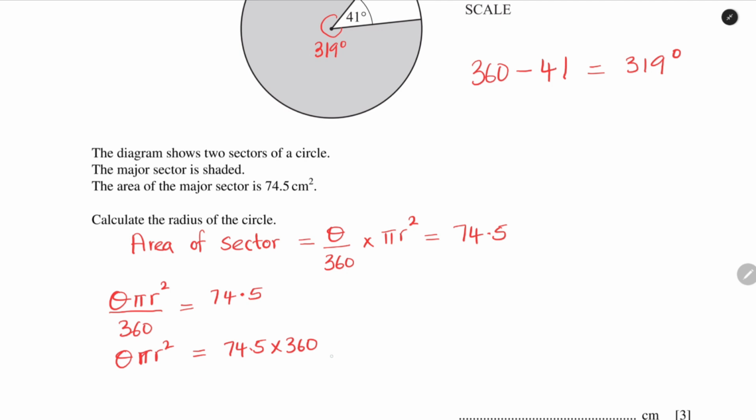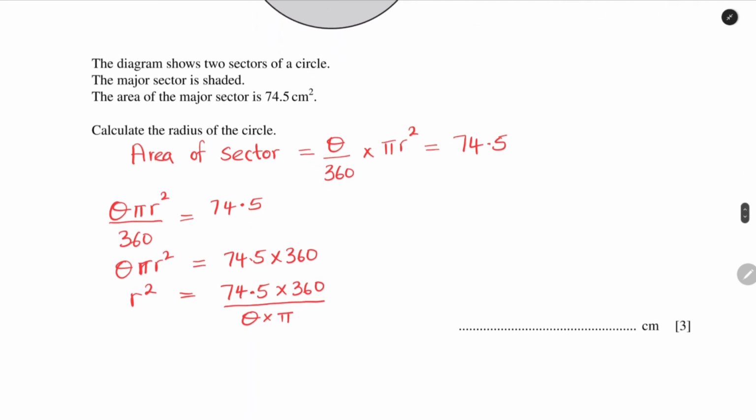Okay, now we have theta and pi here. If they go over to the other side, they will be dividing. So we're going to have r square equals 74.5 times 360 over theta times pi. All right. And then our r, since it's been squared on this side, we do the opposite to get rid of the square. So we need to find the square root, and we'll do the square root of both sides. So r will be given by the square root of 74.5 times 360.